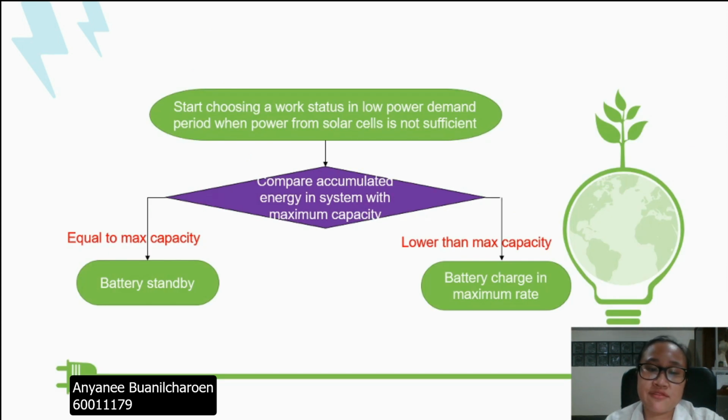As you can see here from the chart, it shows the choosing working status operation in low power demand period when power from solar cells is insufficient. The energy storage system will charge the energy to maximum capacity for using in the next high power demand period. Next, I will pass you over to Varapan, who is going to talk about the finding of this experiment.